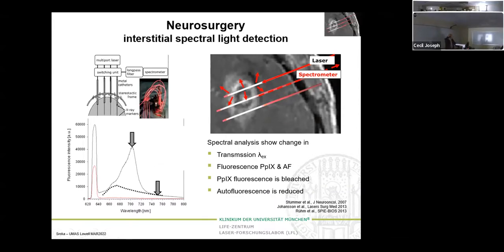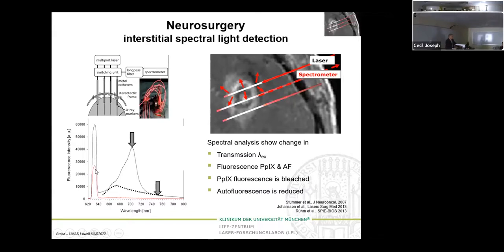Therefore, we started to develop a measurement technique to measure with these interstitial fibers the fluorescence in this tumor area. How can this be solved? We have the fiber, it is introduced into this area, we drill tiny holes just for introduction, and we put several fibers in. When we shine light through the first fiber into this area, we can detect with the second fiber attached to a spectrometer the transmission, but also the potential fluorescence in this area. And this is the spectrum we get.